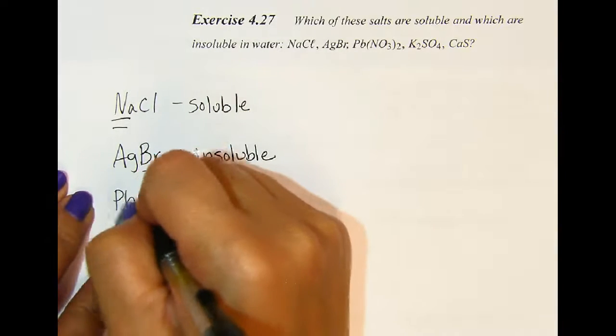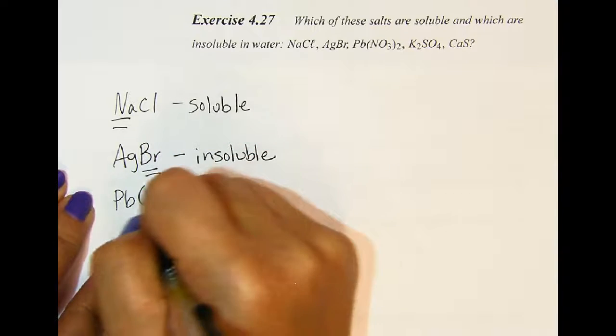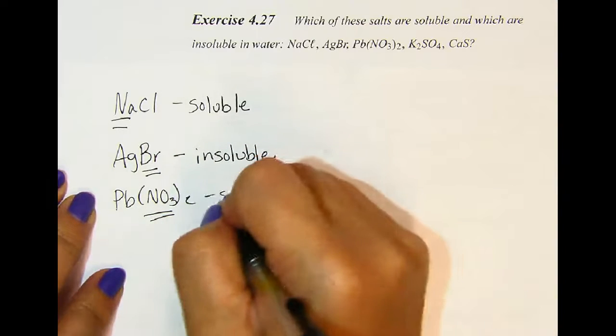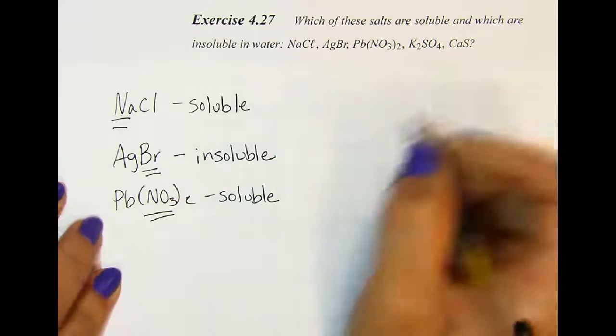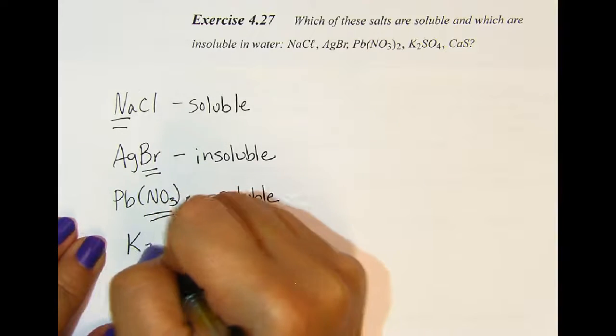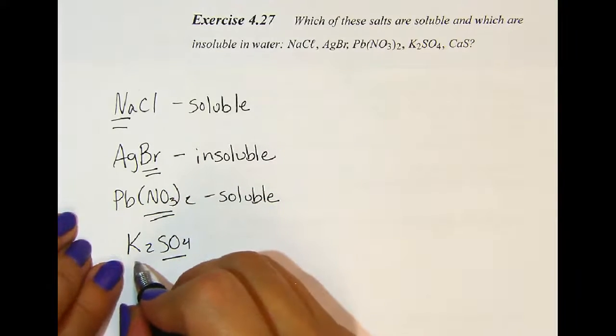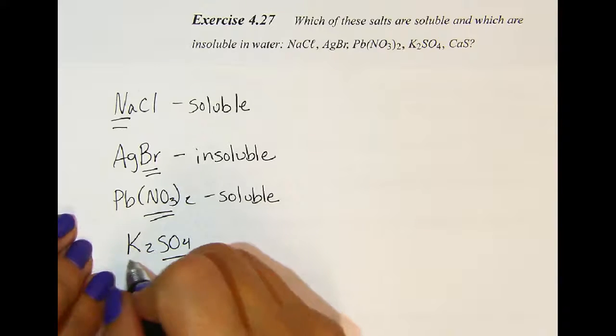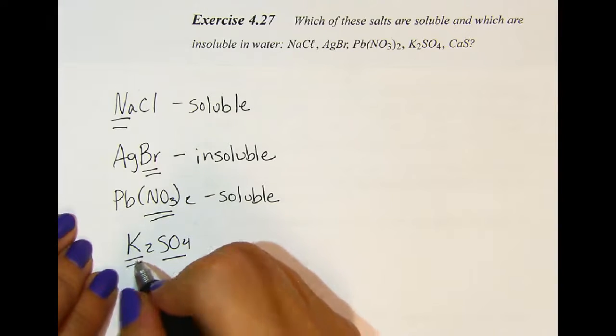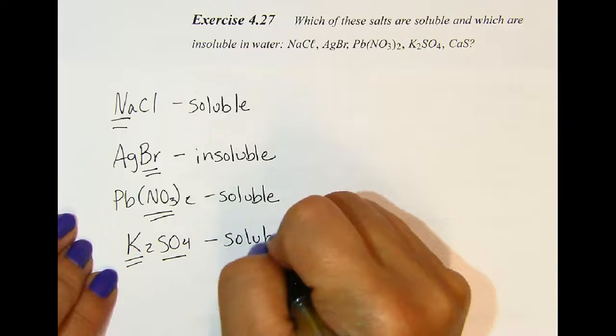Lead nitrate. Anything with nitrate is automatically soluble with no exceptions. We have potassium sulfate. Sulfates are soluble, and there's no exception when you have a group 1 metal. Or you could even just say, hey, because there's a group 1 metal here, it's automatically soluble.